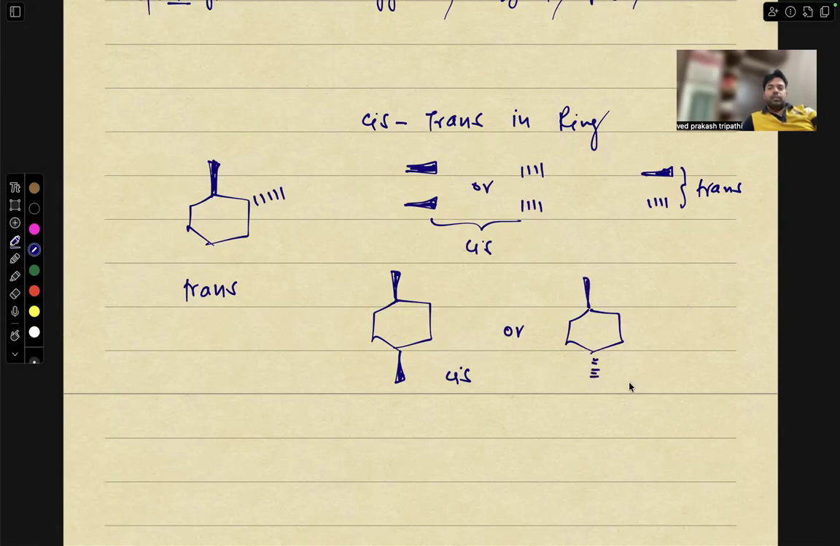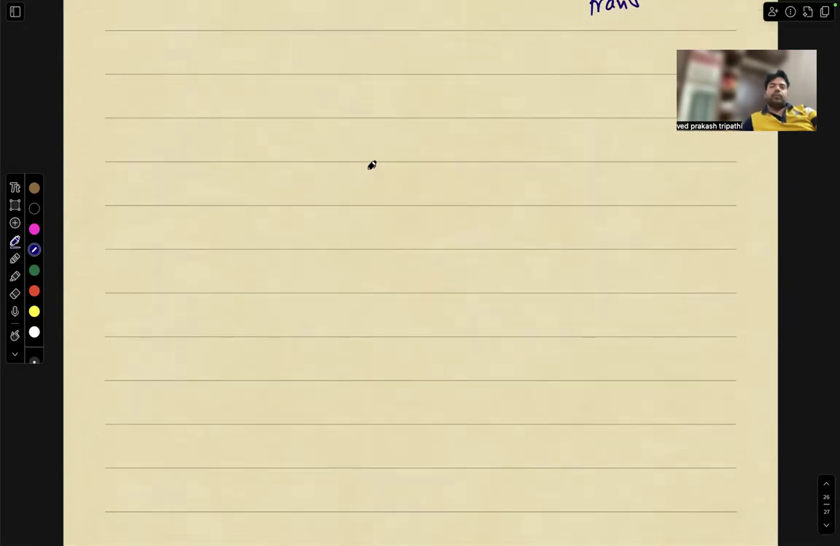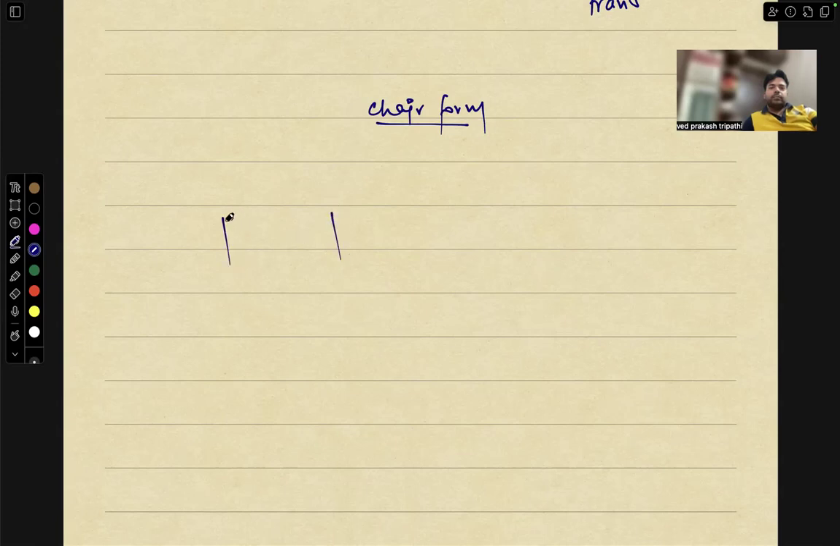Sorry, this is trans. Okay, let me write down this as well. This is trans. This is cis. Okay. Now we are going to talk about chair form of cyclohexane. So chair form means we can draw the chair like this. This is the chair form.